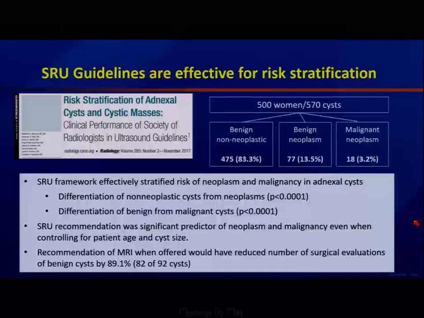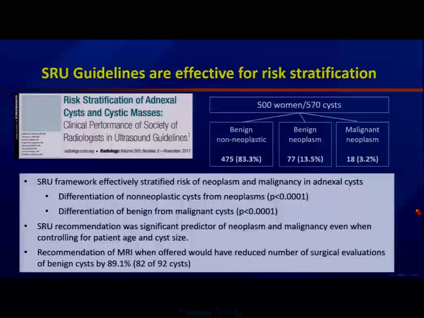So what else do we know? We know that the SRU guidelines are effective for risk stratification. This was a study looking at 570 cysts. And using the SRU framework, the authors showed that that framework could effectively stratify risk of neoplasm and risk of malignancy in adnexal cysts with very low p-values when looking at non-neoplastic cysts from neoplasms and benign from malignant cysts.